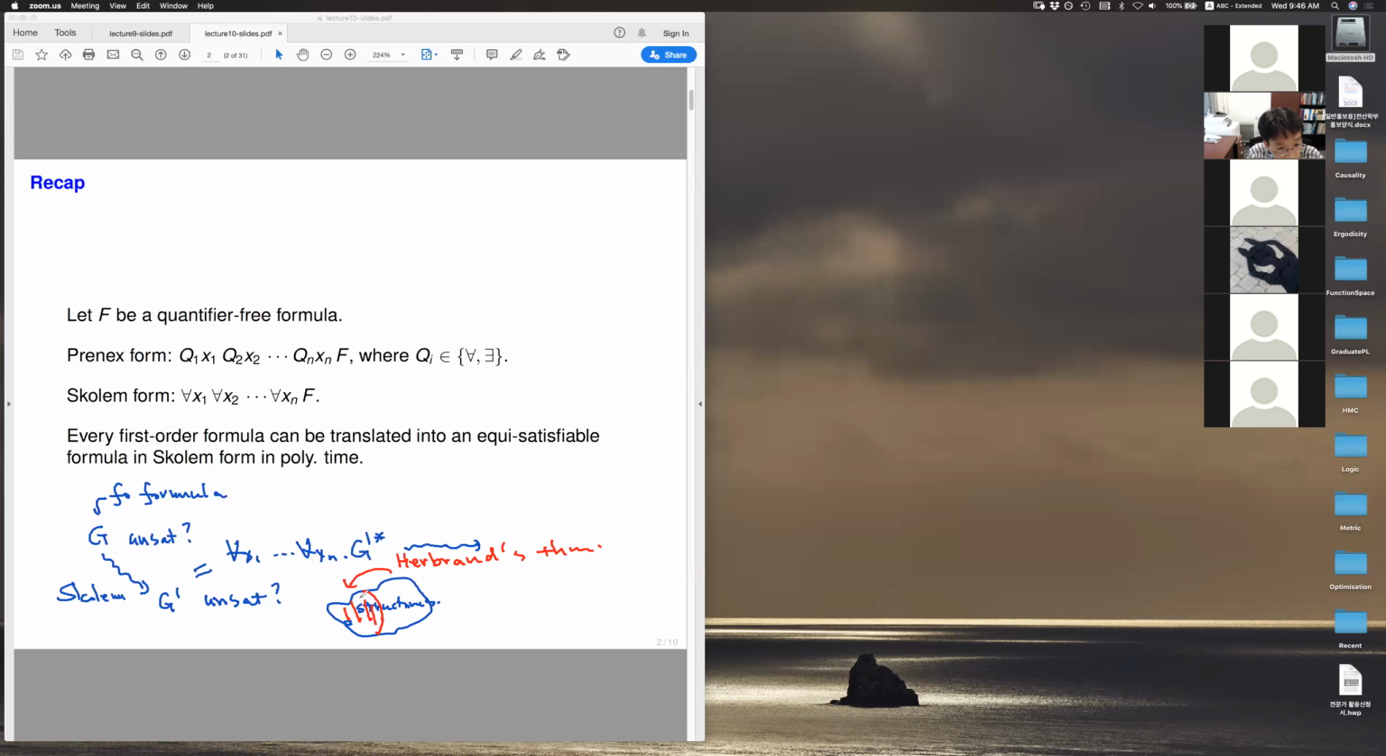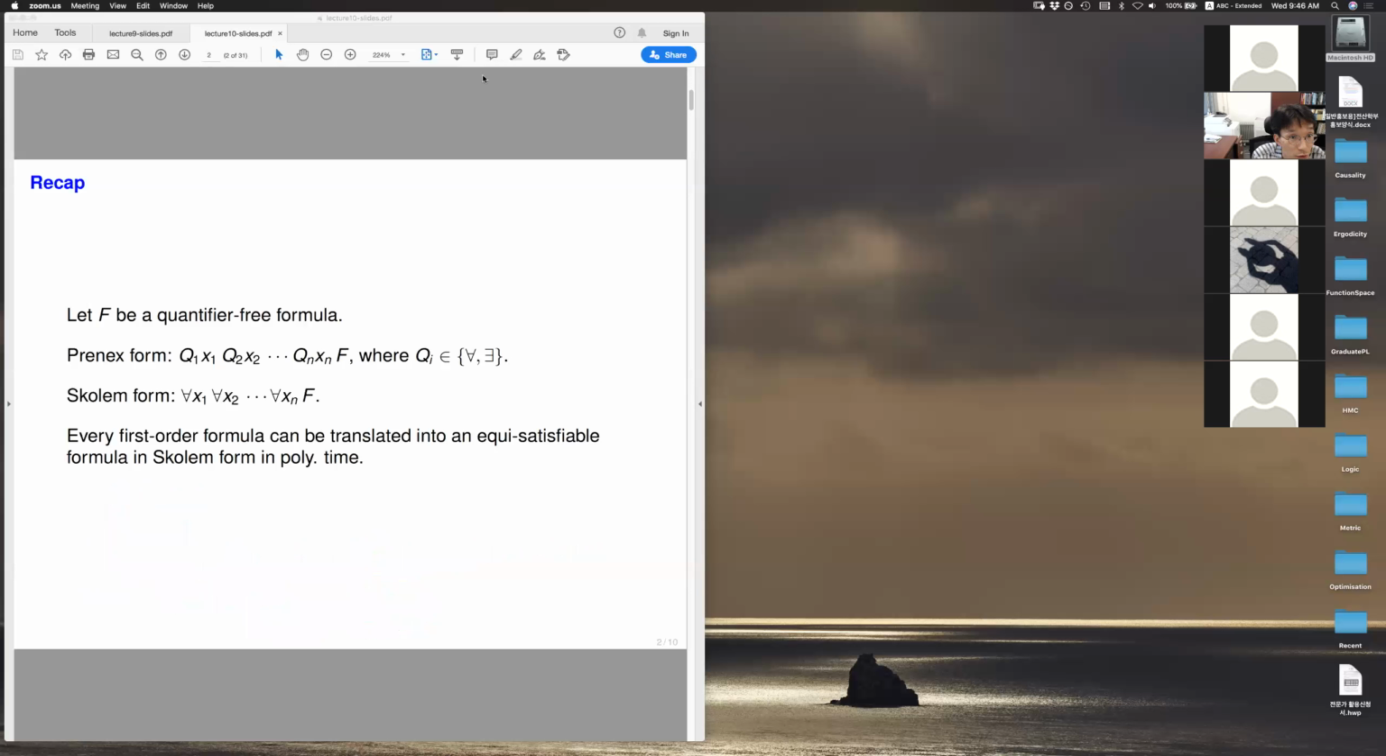And then once you have this Herbrand theorem, we're going to use the compactness theorem to actually derive a semi-algorithm from there, which is going to be based on resolution theorem proving. Okay, so that's the big picture, and then let's move on.